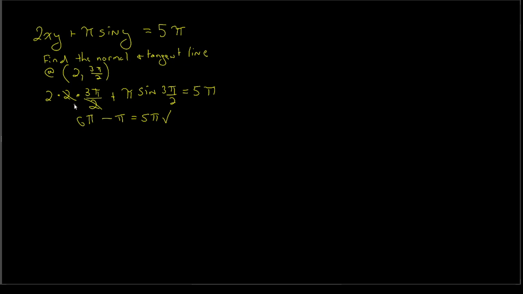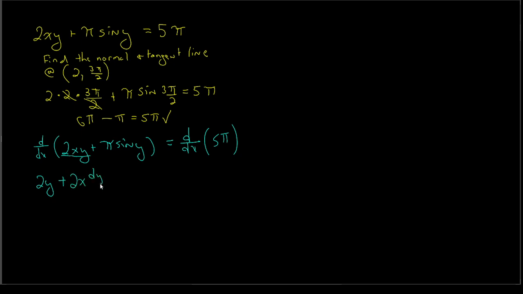What we want to do now is the implicit derivative of this. So we're going to take d/dx across the left-hand side and also across the right-hand side. And so we start with a product rule. We're going to have the derivative of the first times the second plus the derivative of the second times the first, plus π cosine y equals 0.